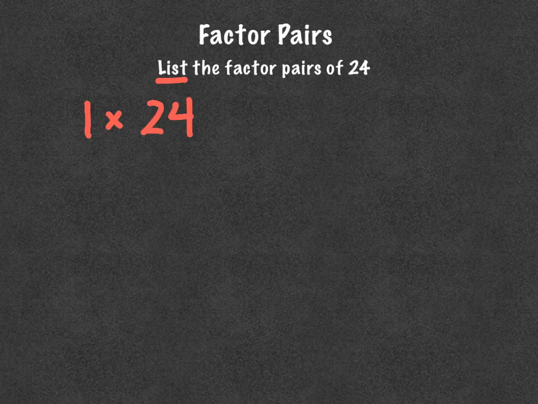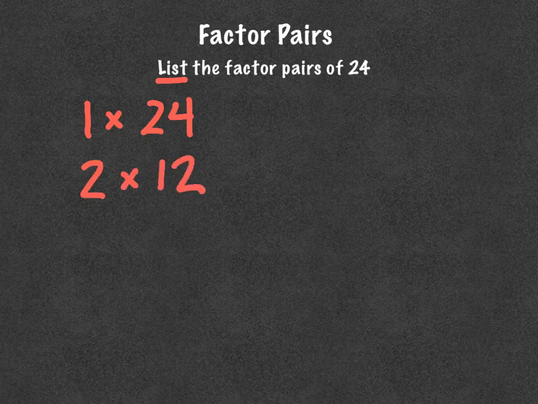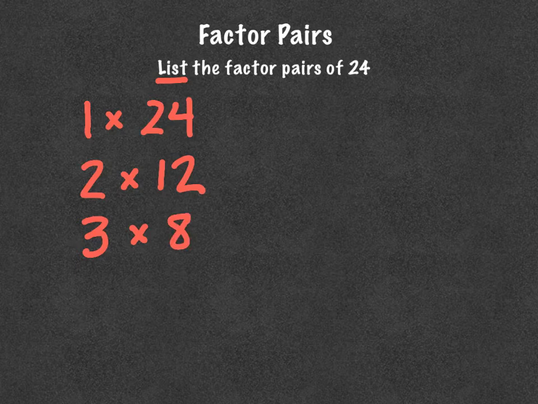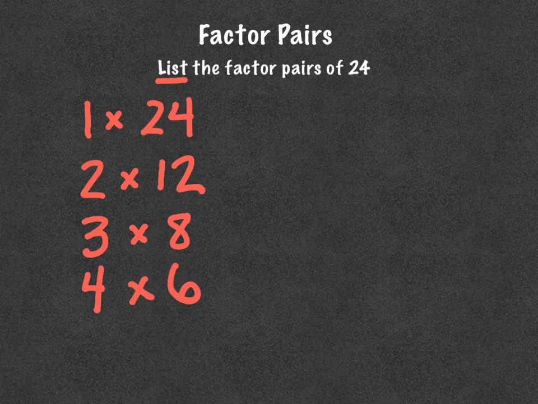Now, what I like to do is I go from 1 and I work my way up and think, okay, can 2 go into 24? Yeah, it's even. So I know that 2 times 12 equals 24. Then I think, okay, I've done 1, I've done 2. Can 3 go into 24? Yeah, 3 times 8 is 24. And then I look, okay, can 4 go into 24? Yeah, 4 times 6 is 24.